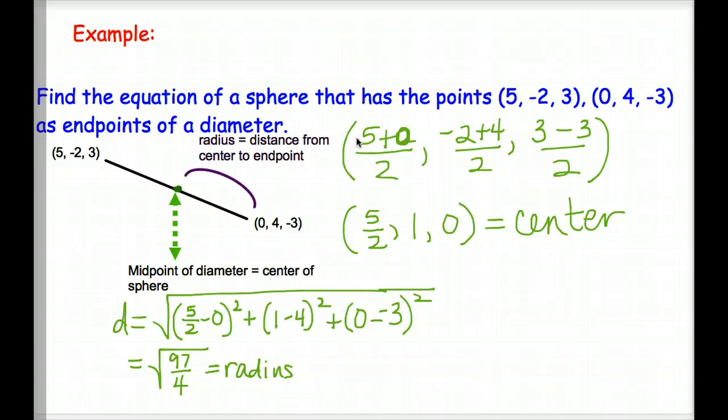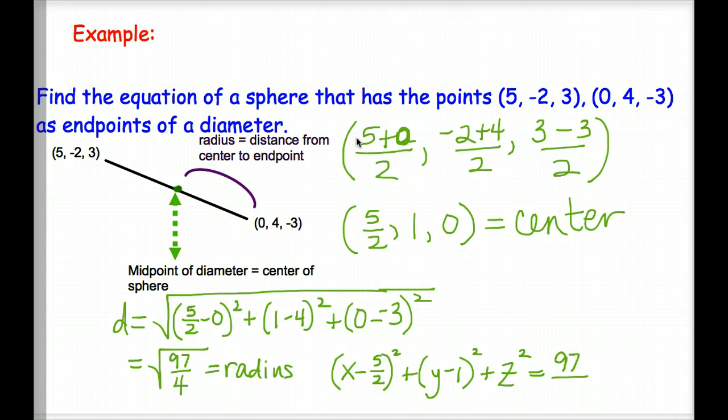So all we have left to do now is to put all this information into the formula for that of a sphere. And so the sphere is going to be (x - 5/2) squared plus (y - 1) squared plus z squared equals my radius squared. Okay, so now we have the equation of our sphere.